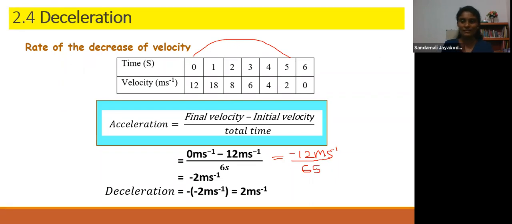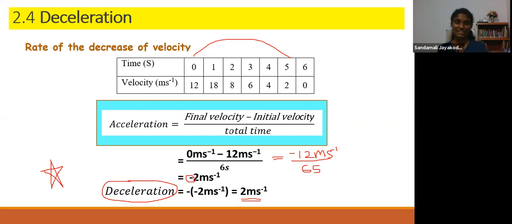Earlier we got a positive value here. Now it's a negative value. So our answer is minus 2 m/s². That is the acceleration. We have another different term here. We can use this term, but especially we have to remember that we have to remove this minus mark. To remove that, we put another minus in front of it. So minus into minus, finally we will get a positive answer.